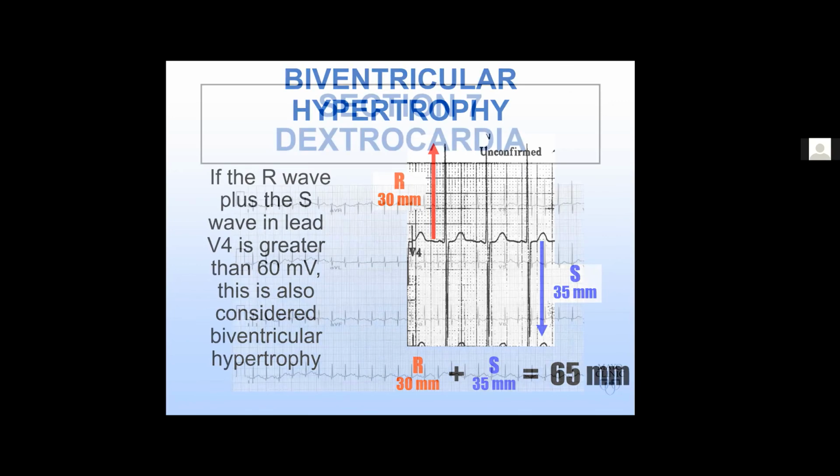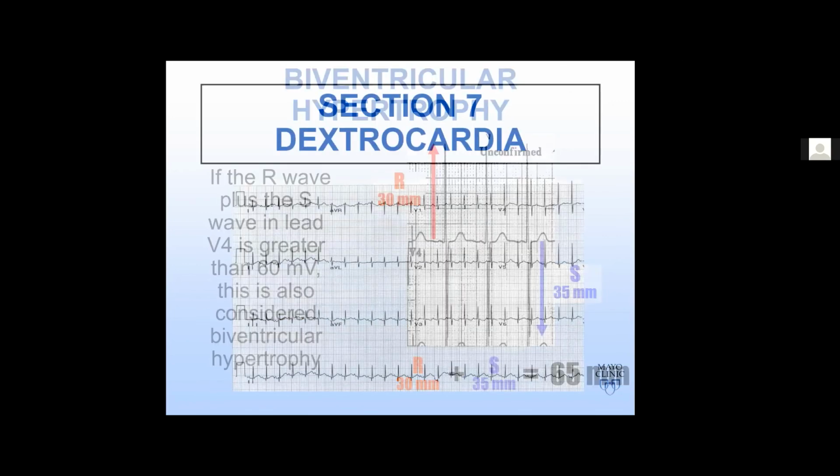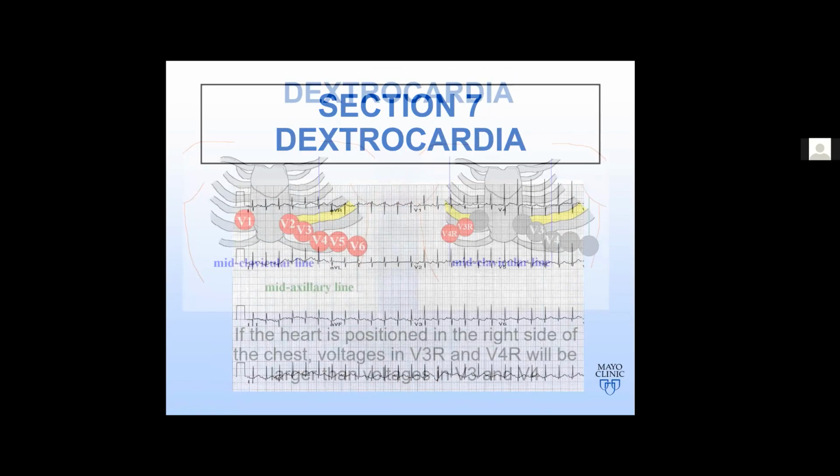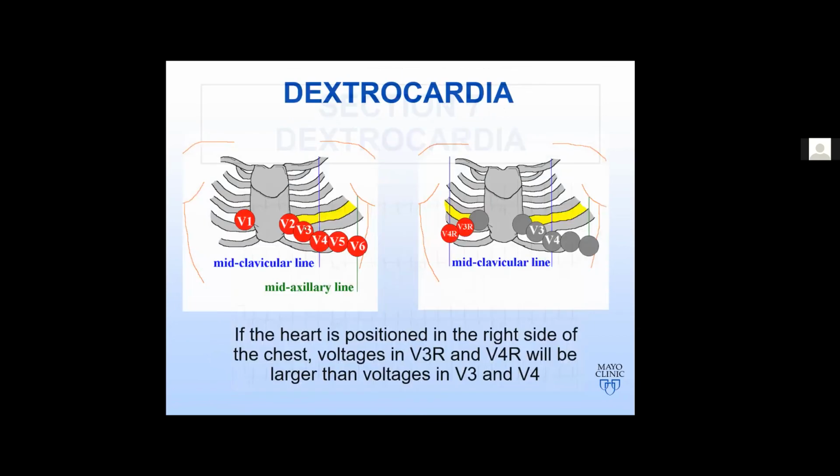The other thing in pediatrics we use V3R and V4R for is dextrocardia. You can imagine if the heart is on the left side of the chest, because these are unipolar leads, the voltages are going to be bigger here. However, if the heart happens to be on the right side of the chest, then V3R and V4R are going to be bigger than V3 and V4.